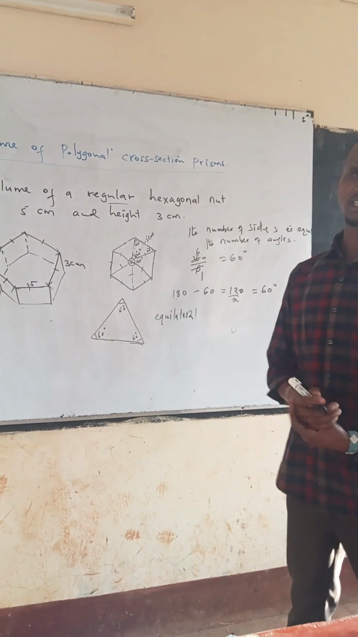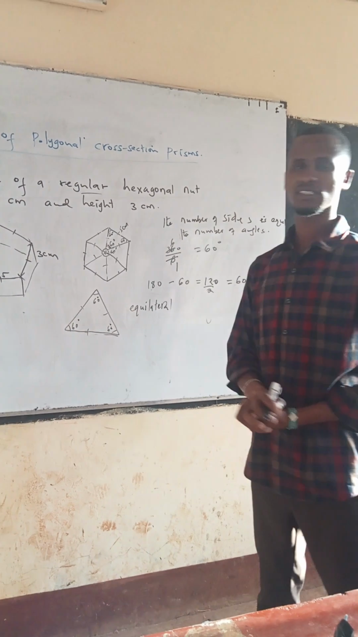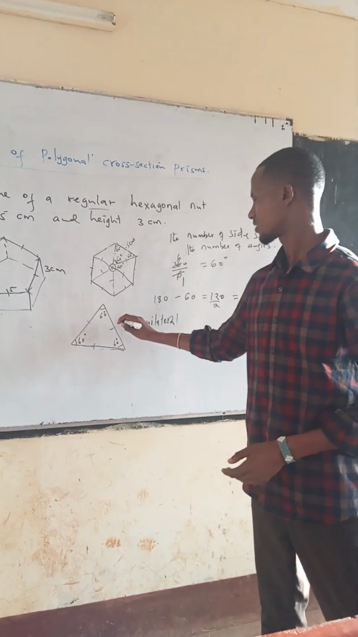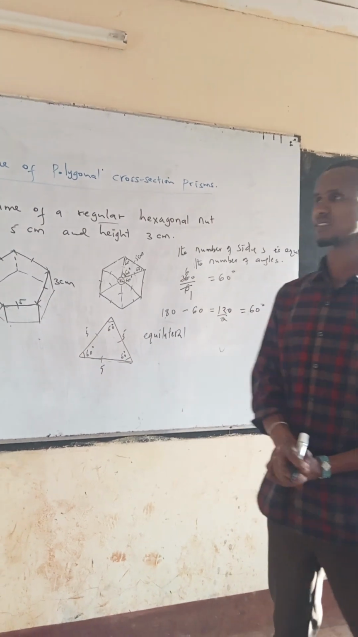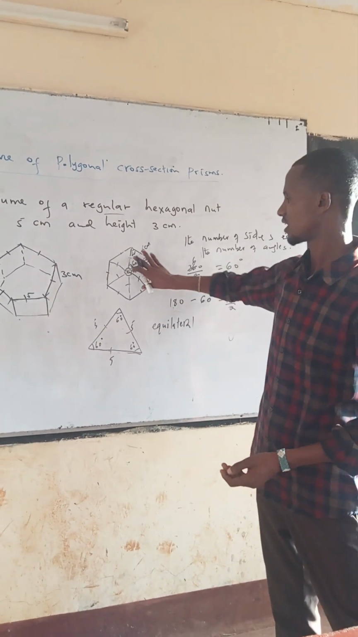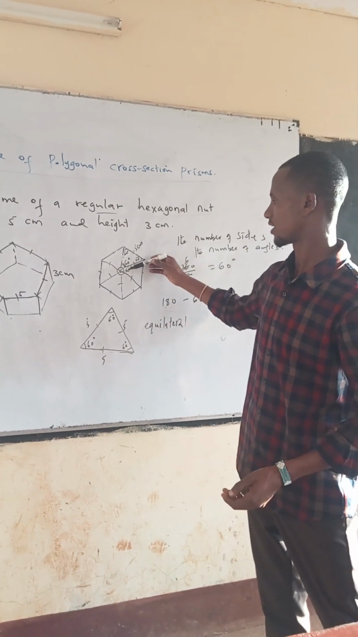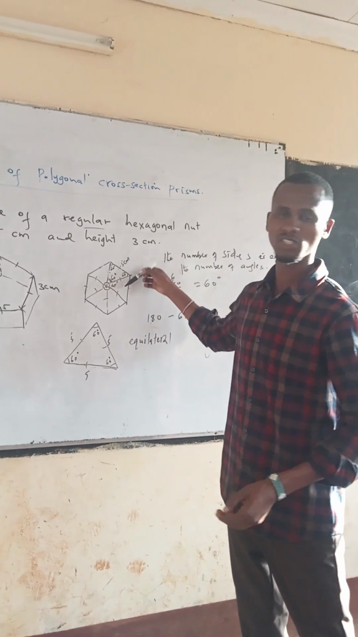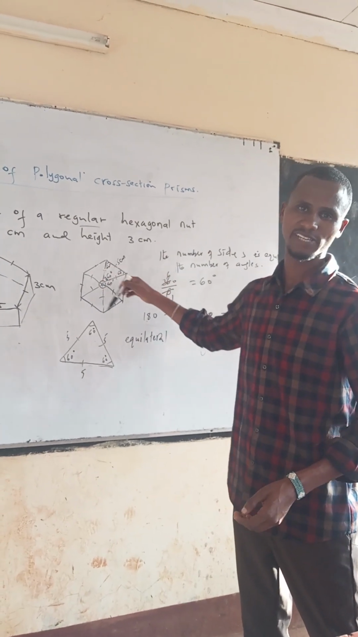This is an equilateral triangle. That means if the angles are equal, the sides should also be equal. So if this is 5 centimeters, this one is 5 centimeters, and this one is 5 centimeters. To get the area of this polygon, we need to calculate the area of one triangle and then multiply by the number of triangles, which is equal to the number of sides.